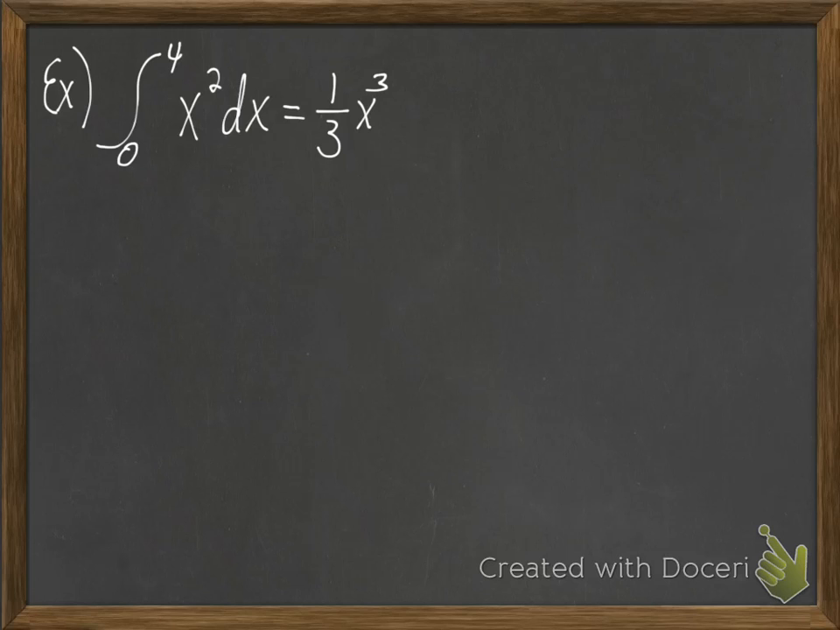And then the notation we use is a little bracket, 0 to 4. And what that notation means is we're going to take it and evaluate it at the top number, and then subtract off what we get when we evaluate it at the bottom number. So that would be 1/3 times 4 cubed minus 1/3 times 0 cubed.